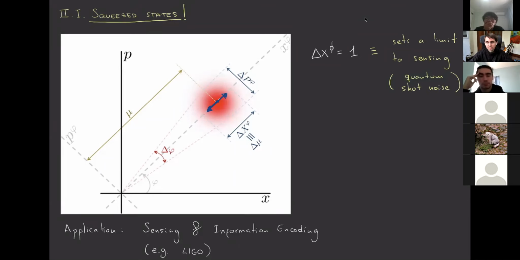And then the question that some people put forward in the 80s was the following: does this mean that quantum mechanics sets this limit on sensing and we cannot go beyond it? The answer is a little bit more subtle than you might think. The answer is no. We can actually beat this quantum shot noise limit, and we can do it using something called squeezed states. So let me introduce what squeezed states are, and then you will see right away that this is the case.